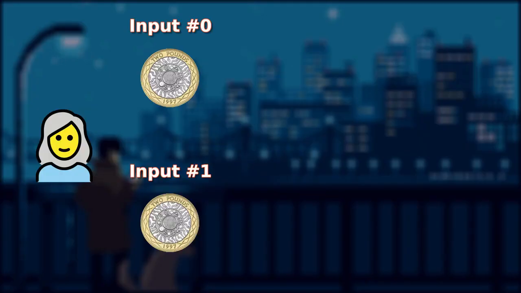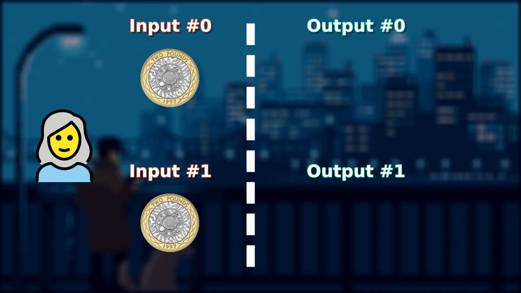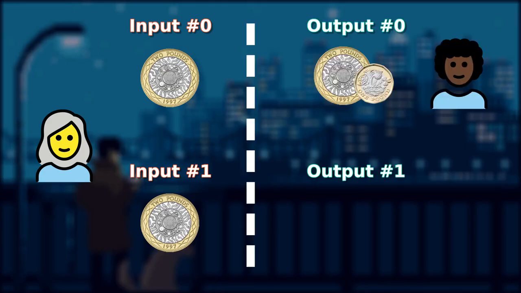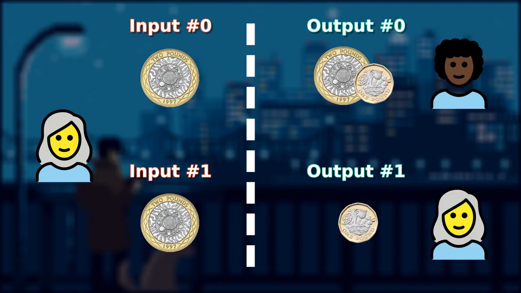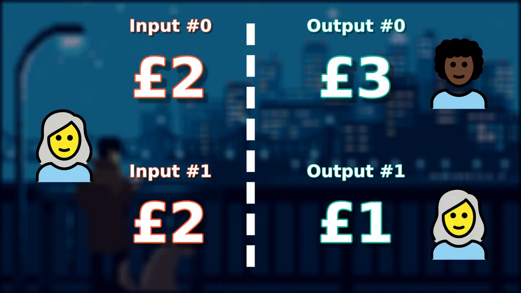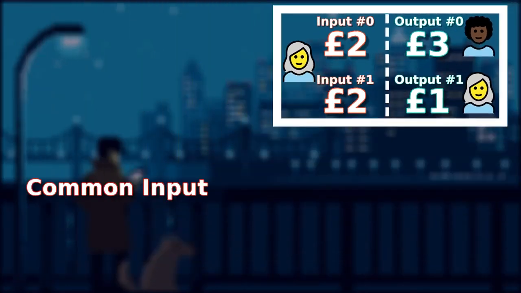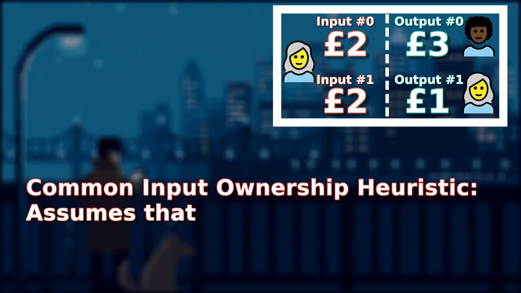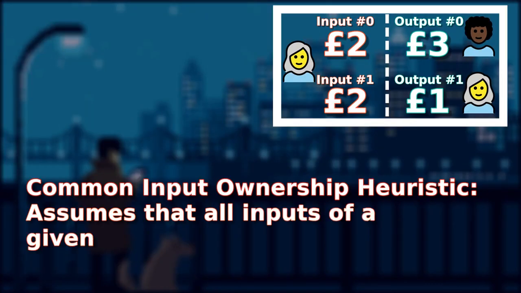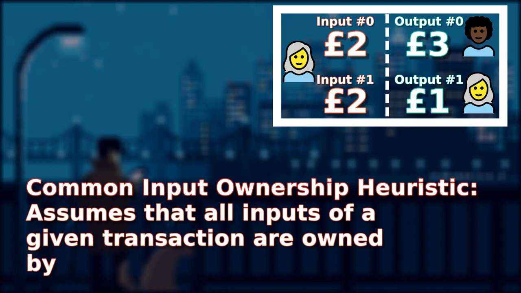On the input side, there will be two inputs of £2 each. And on the output side, £3 to the cashier, £1 back to Alice. Common input ownership heuristic assumes that all inputs of a given transaction are owned by the same owner.